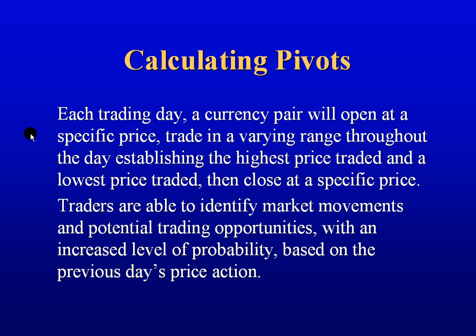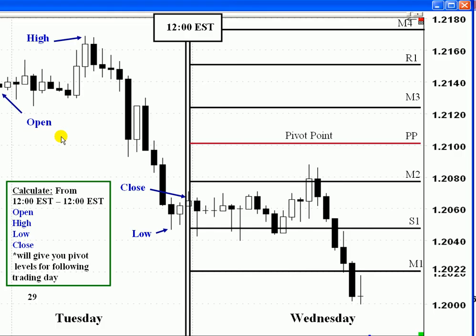Calculating pivots. Each trading day a currency pair will open at a specific price, and it will trade in a range throughout the day, establishing clearly a high price traded for the day and a low price traded for the day. And then it will close as the day concludes and moves into the following day. So we will look to identify market movements and trading opportunities with an increased level of probability by mapping out our trading environment on the following day based on the previous day's range.